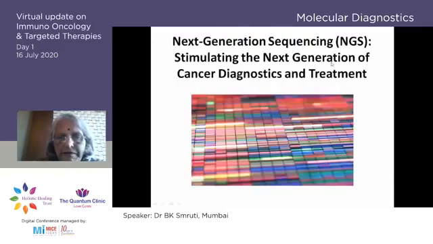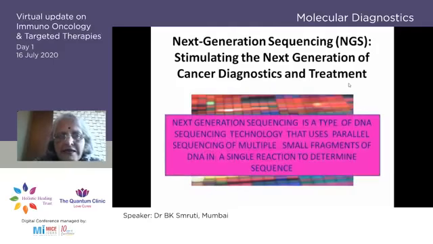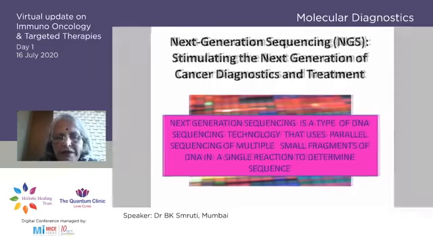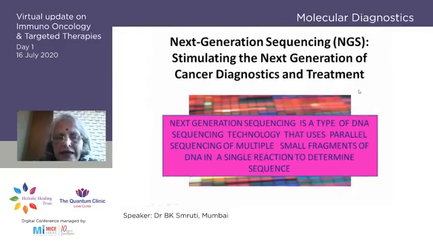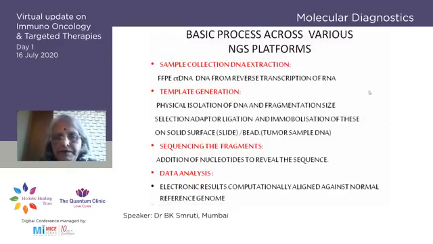Next slide. So, we can say that the next generation sequencing has stimulated the next generation of cancer diagnostics. So, how is it defined today? It's a type of DNA sequencing technology that uses parallel sequencing of multiple small fragments of the DNA in a single reaction. These are parallel sequences of many small fragments of DNA of the tumor in a single reaction to determine the sequence. Next slide.